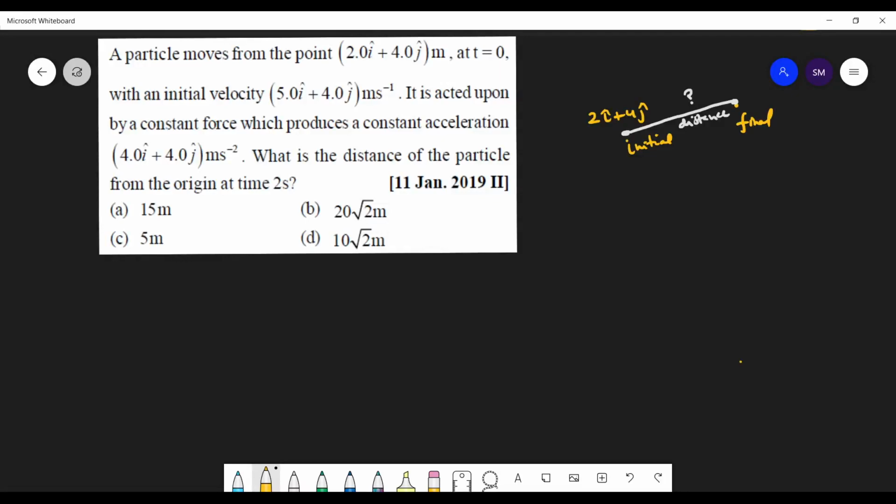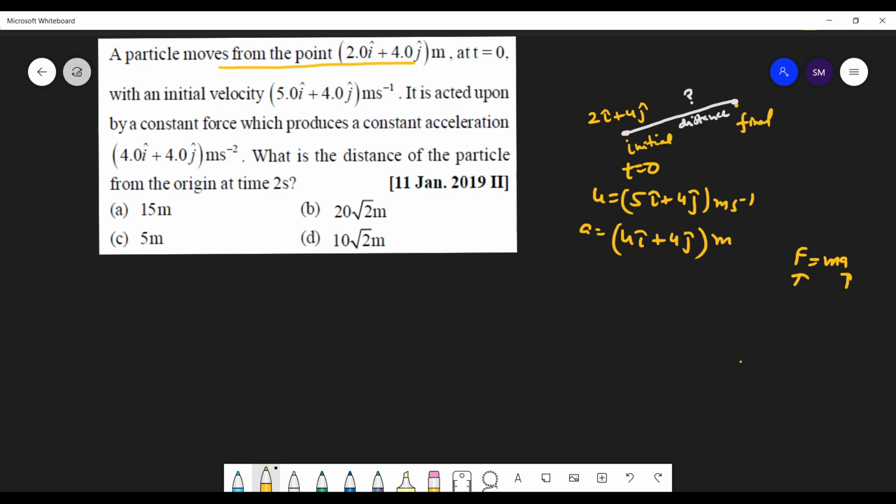Okay, students. So very simple question. A particle moves from the point, this is the initial position of the particle at time t equals 0, and with the initial velocity. So initial velocity is also given, that is 5 i cap plus 4 j cap, of course, meter per second. It is acted upon by a constant force. So force is constant. So F is equals to ma. So if force is constant, mass is of course constant. So acceleration will also be constant. So the acceleration is 4 i cap plus 4 j cap meter per second square.